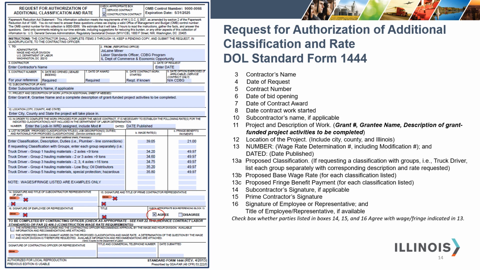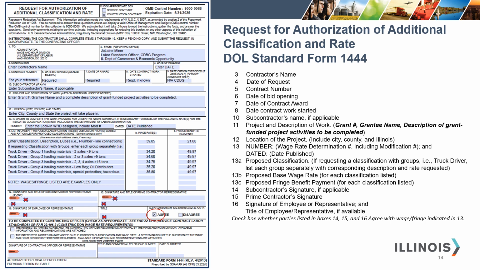Box 13 is the wage rate determination number. Include the modification number and the date the wage rate determination was published. 13A is the proposed classification. You would list the proposed classification and a description.